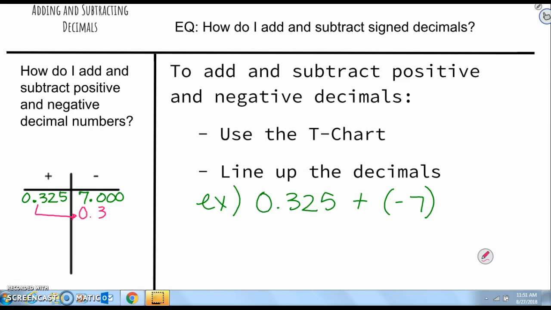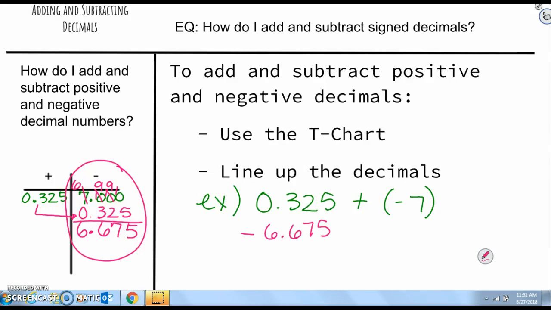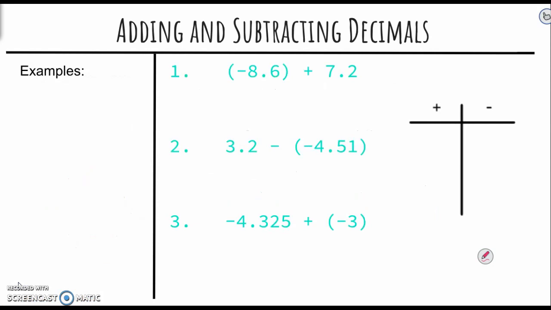So we're going to bring over 325,000, and we're going to subtract that from 7. We can't borrow from 0, so I'm going to borrow from 7, which leaves me with 6 wholes. I then have 10, but I need to subtract 5 and 2 from 0, so I'm going to borrow 1 whole for each of those. 10 minus 5 is 5, 9 minus 2 is 7, 9 minus 3 is 6, we bring our decimal down, 6 minus 0 is 6. Since we're on the negative side of our T-chart, our answer will be negative 6 and 675,000.